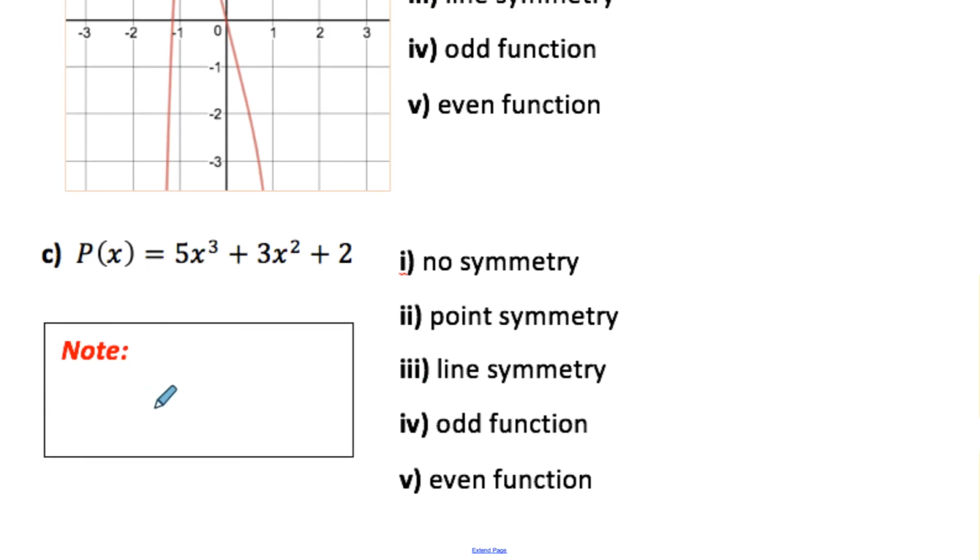Part C, I have a special little note here. There's a mix of even and odd degree terms, right? Odd degree, even degree, and the constant we consider even degree. So mix of even and odd degree terms. So it can't be considered an odd function or an even function, but that doesn't necessarily mean it has no symmetry. It could have symmetry, just not at the same place that would make it an odd or an even function. And in fact, all degree 3 functions have point symmetry. So this function for sure has point symmetry. That point symmetry would just not be at the origin. So we'll make a note: all degree 3 polynomial functions have point symmetry.